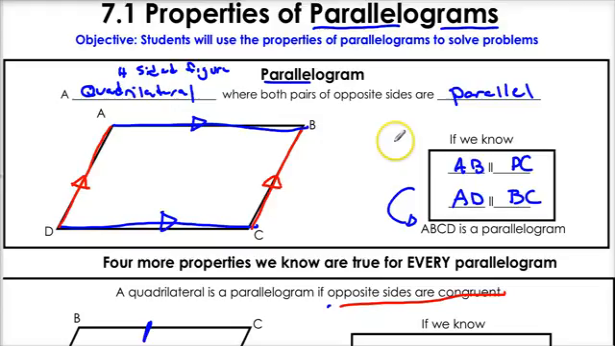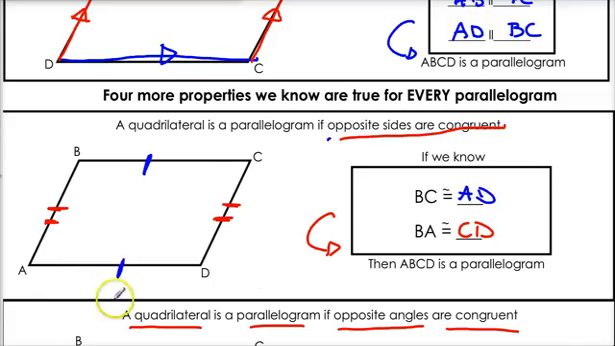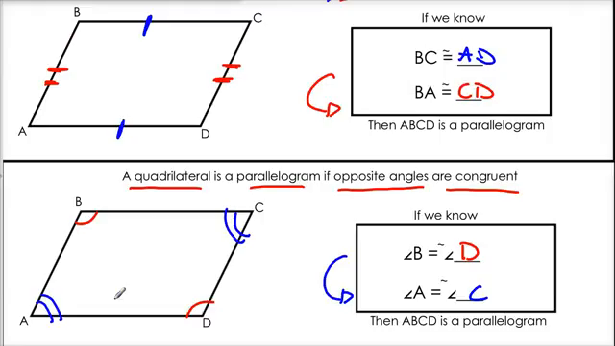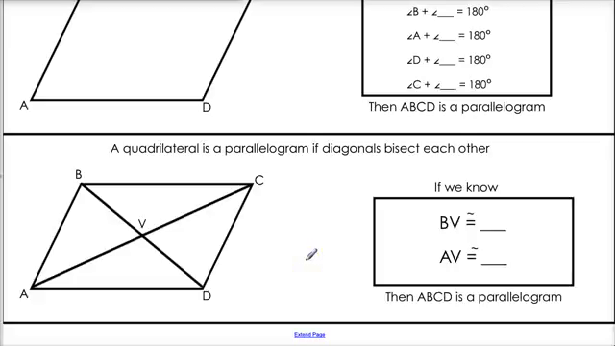So we got three properties. Let's do a quick review. We know opposite sides are parallel. If opposite sides are parallel, then it's a parallelogram. If opposite sides are congruent, then it's a parallelogram. If opposite angles are congruent, then it's a parallelogram. And then we got two more, all right?